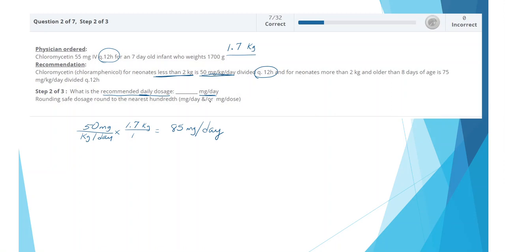So that's what this one's wanting, milligrams per day. And notice it's not a range this time. This is a maximum dose. The maximum is 50 milligrams per kilogram per day. You can't go over that. It doesn't have a minimum dose.